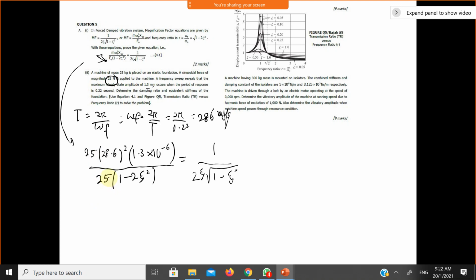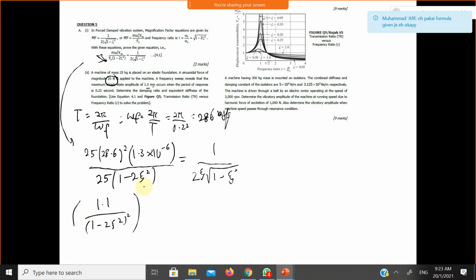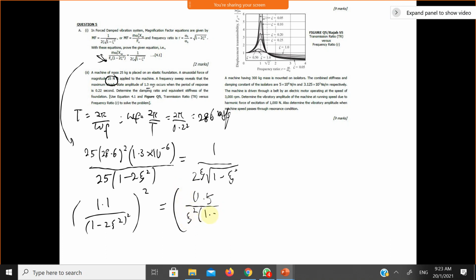How do I do this? Wait a moment. We will get 1 over, this one I have simplified, 1 minus 2 zeta squared. We square it all, equals 0.5 over zeta squared 1 minus zeta squared. Alright. Simplify it, then at the end we will get it in quadratic form. Right, so the answer in a quadratic equation is zeta to the power 4 minus zeta squared plus 0.114 equals 0.